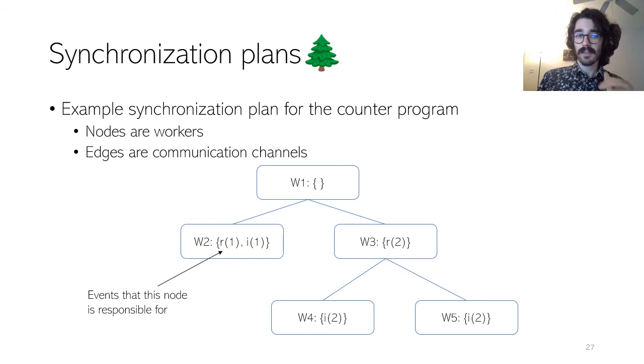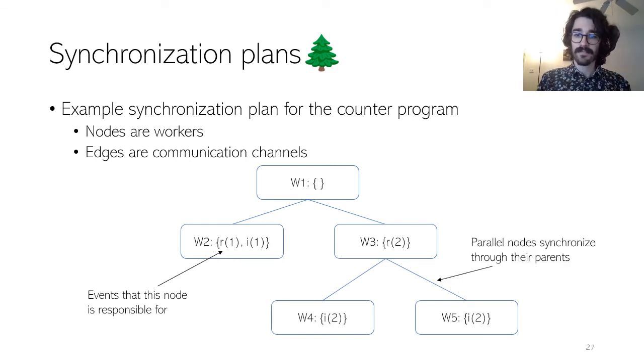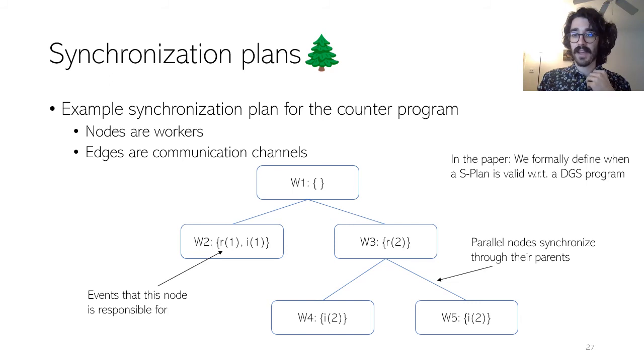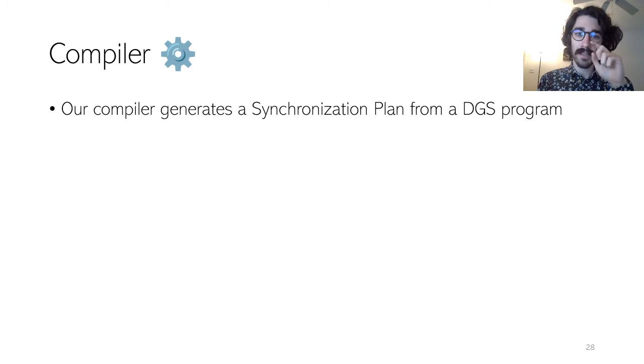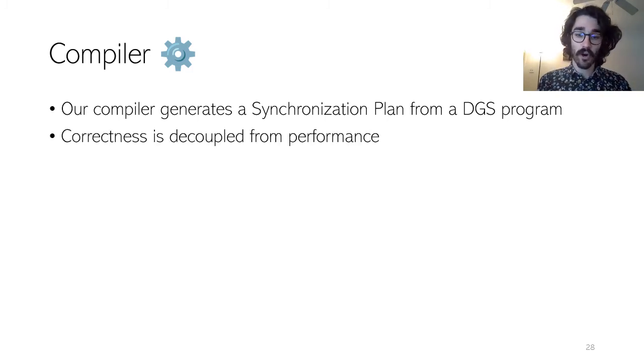So now let's briefly discuss, in the paper we also formally define when a synchronization plan is valid with respect to a DGS program, and you can look for these details in our paper. So let's now switch gears again and talk about the compiler briefly. So our compiler, as I said, generates a synchronization plan from a DGS program, and the correctness, as I said, is decoupled from performance. And what does this mean?